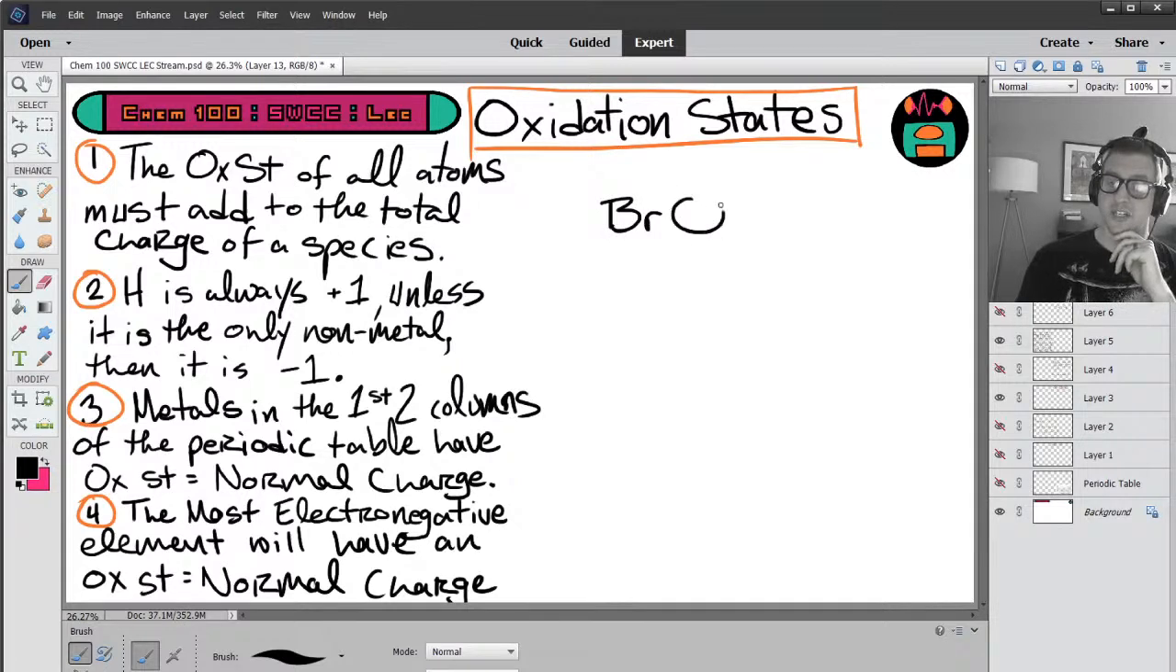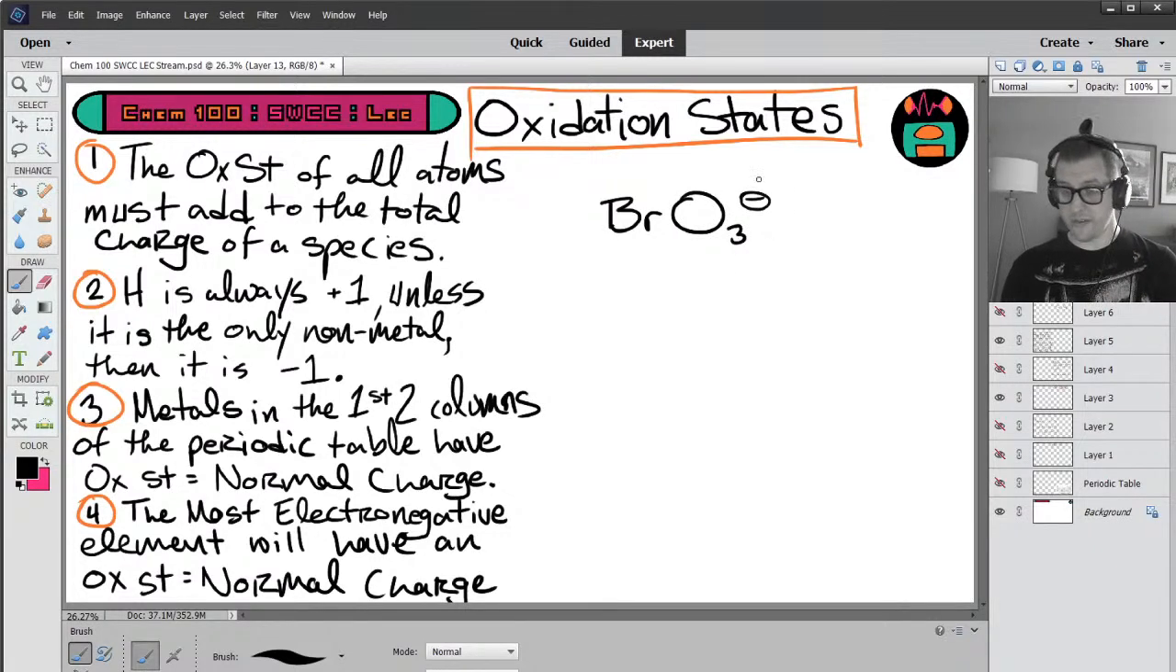Let's determine the oxidation state for every element in a molecule of bromate, which is a polyatomic ion, not one you have to know.